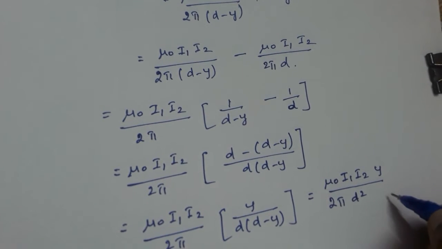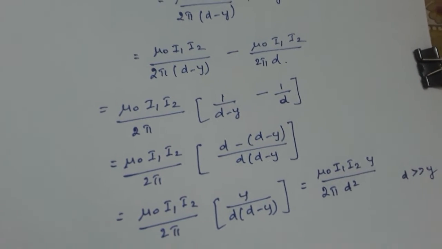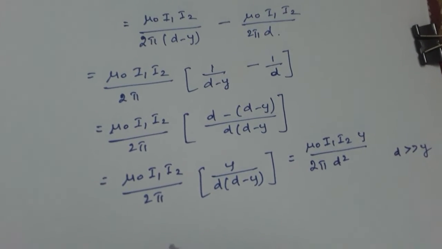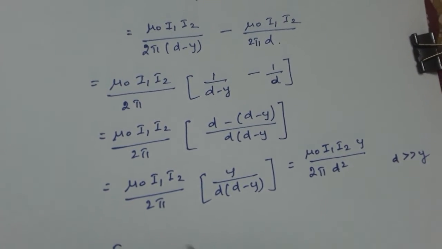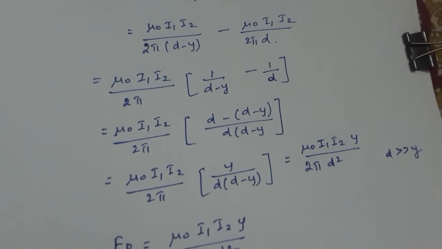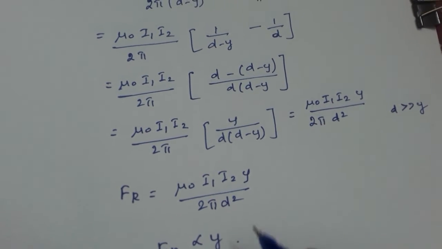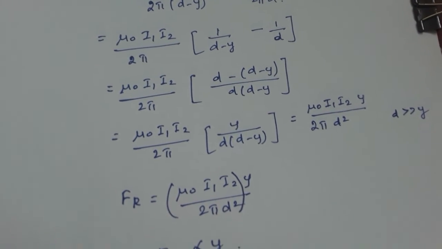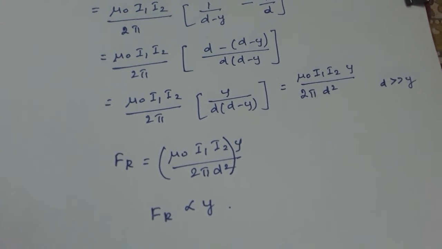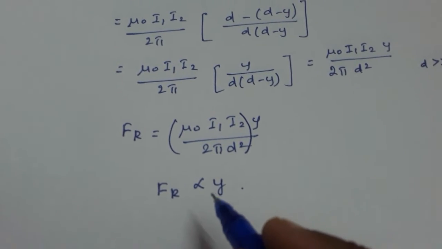Here we are going to take D as very much greater than y, so we are neglecting the y term. So now the resultant force F is equal to mu 0 I1 I2 y by 2 pi D square. In this case the resultant force is proportional to y. So we can say the force is directly proportional to the displacement. So it executes simple harmonic motion.